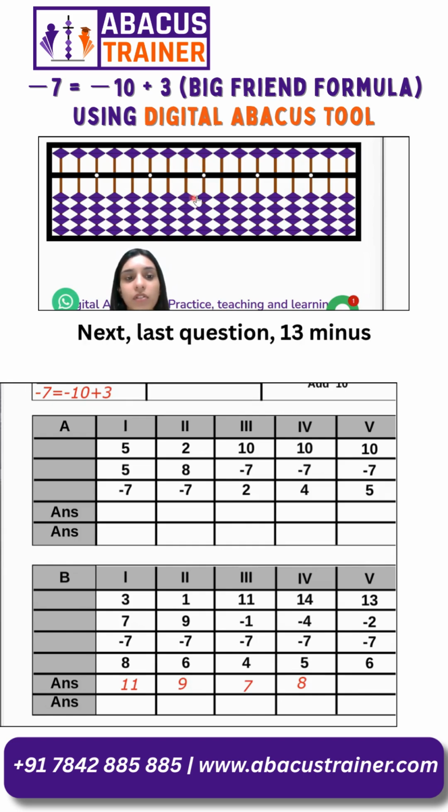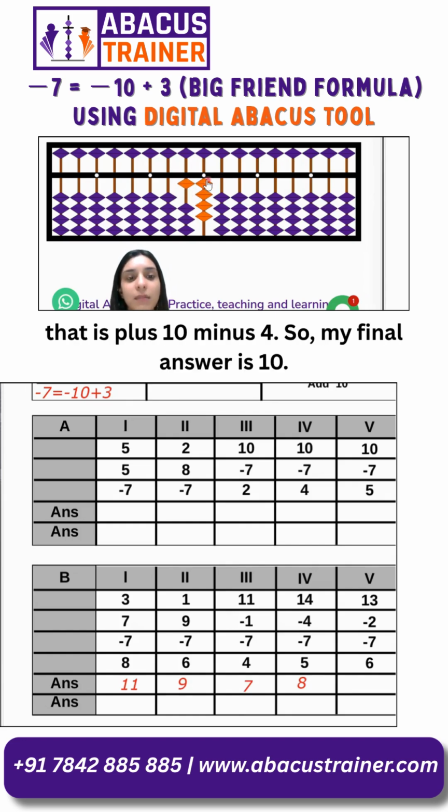Next, last question. 13 minus 2 minus 7. No beats for minus 7, so I will apply the formula of minus 7, that is minus 10 plus 3. Then plus 6. No beats to do plus 6, so I will apply the formula of 6, that is plus 10 minus 4. So my final answer is 10.